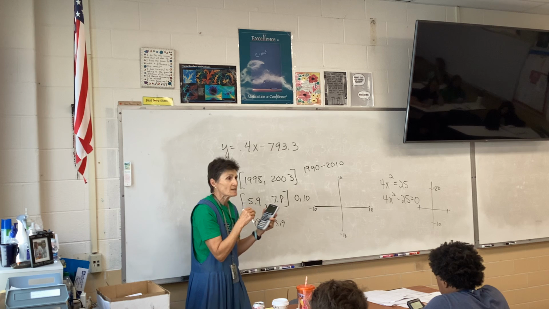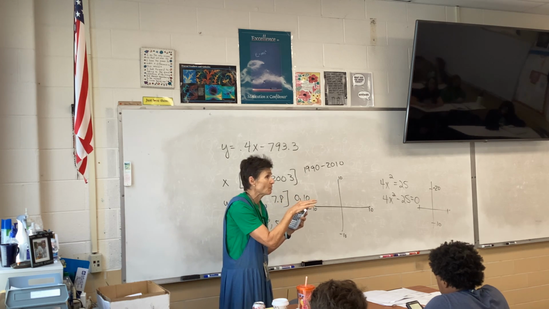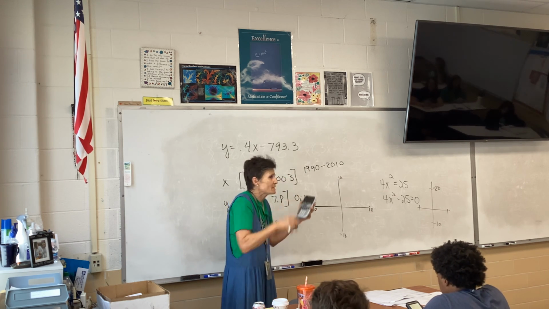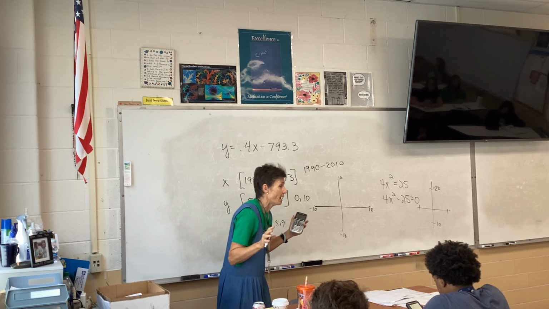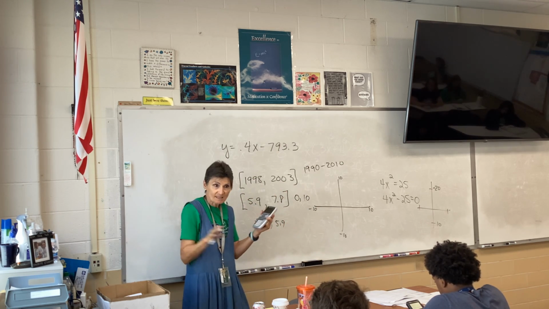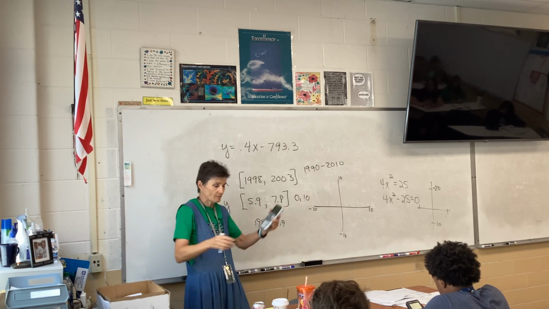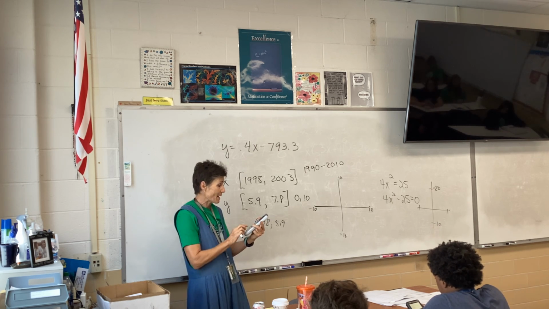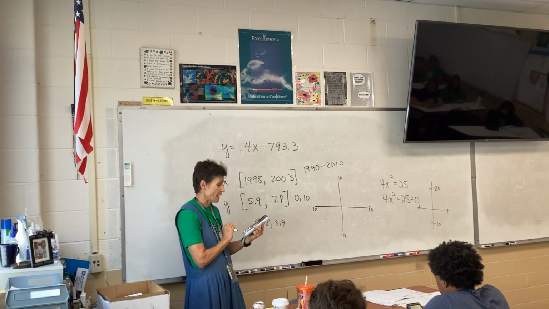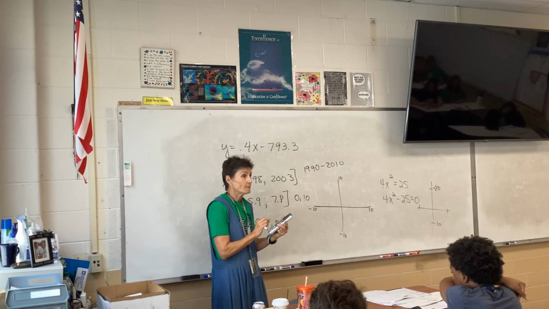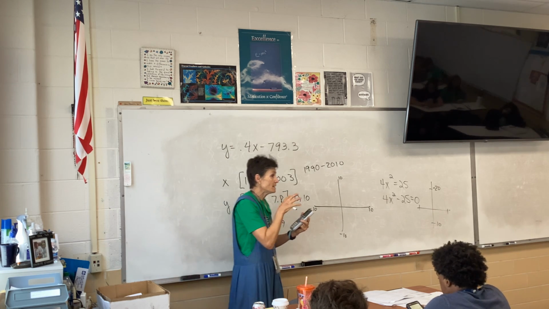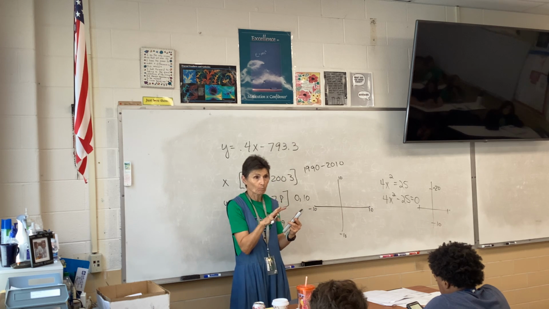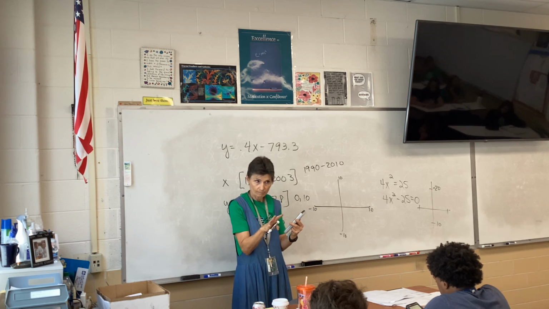Are there other things we could go to? Do we have to be 0 to 10? 0 to 10 is fine. If you want to use 1 to 9, I don't care, but something on either side of those numbers. So Y min, I'm going to use 0. Y max, I'm going to use 10. All right? So now my window is set up appropriately for the problem.